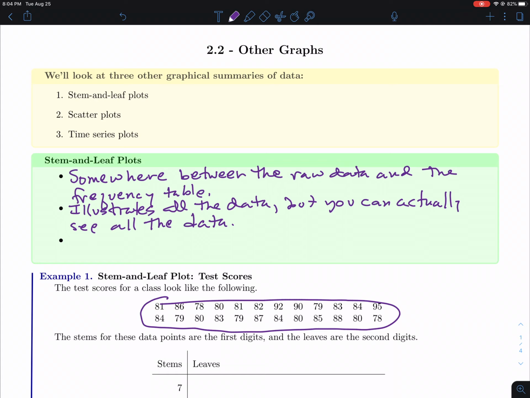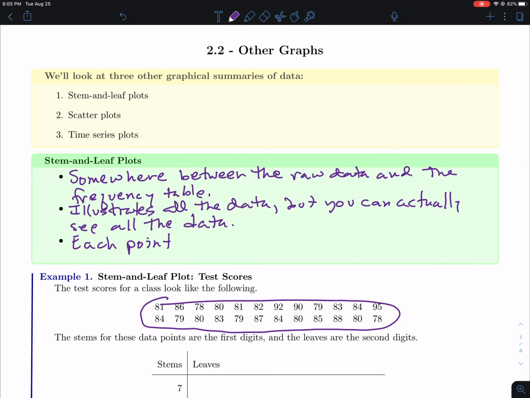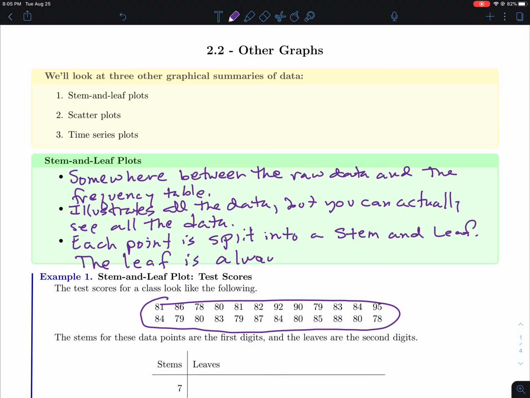And then finally, each data point gets split into a stem and a leaf. And the leaf is always the last significant digit.